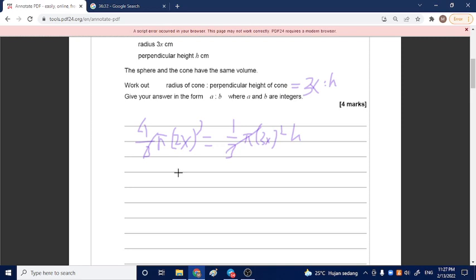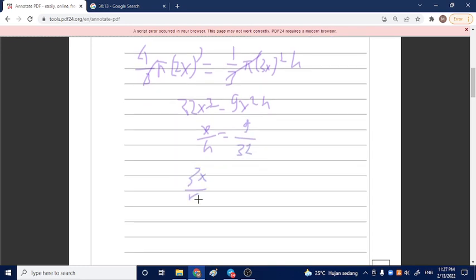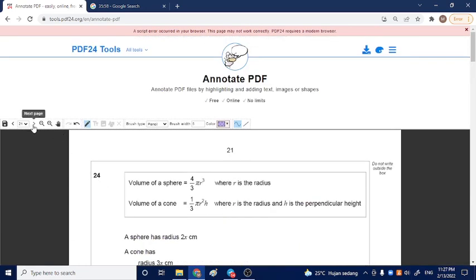We have 32x cubed equals 9x squared h. x over h is equal to 9 over 32. That means 3x over h will be 27 over 32. Hence, the answer is 27 to 32. Very well. Alright.